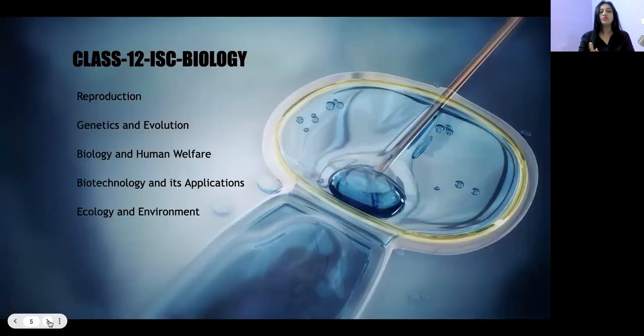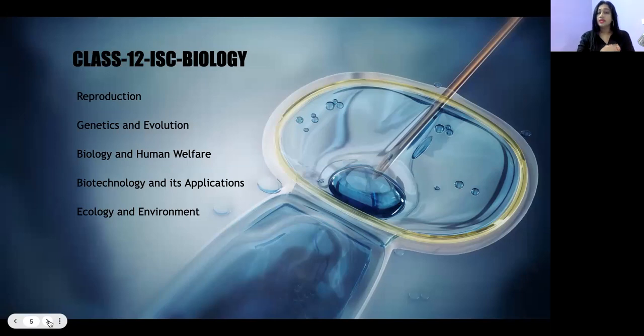This is related to your ISC 11th content. Now we'll move on to class 12 ISC biology. Here again, same content as our CBSE. Reproduction we are going to learn, where about human reproduction, plant reproduction and reproductive health, then genetics and evolution, where we talk more about genetic disorders and the basis of genetics, then biology and human welfare, same as microbes usage, then biotechnology and its applications, and ecology and environment.